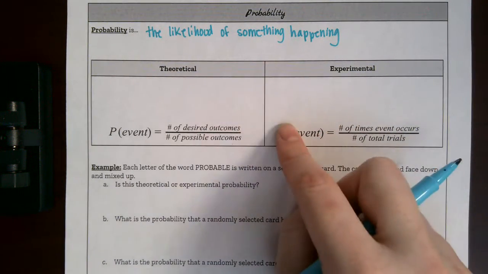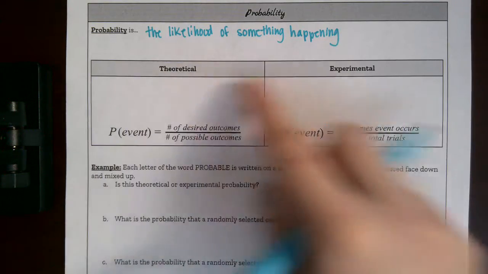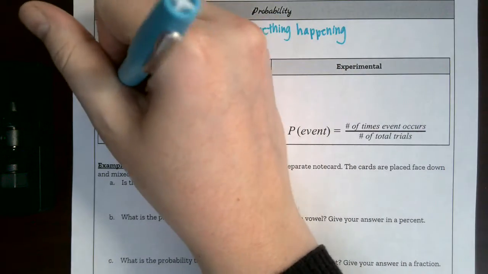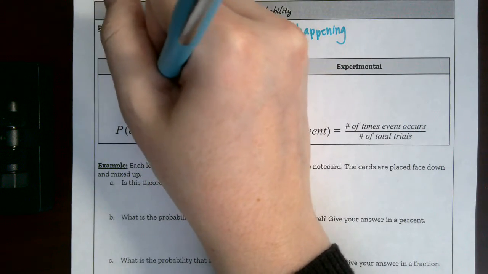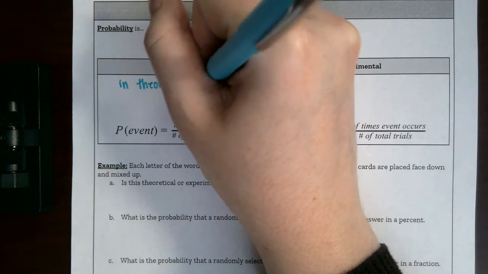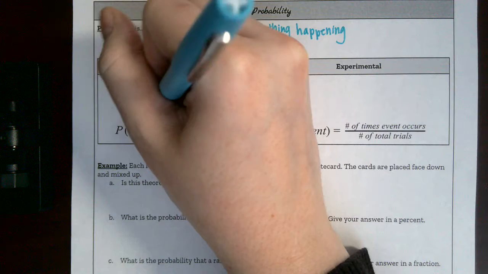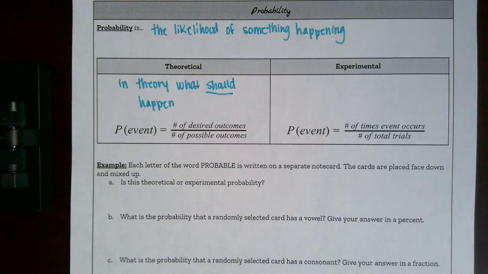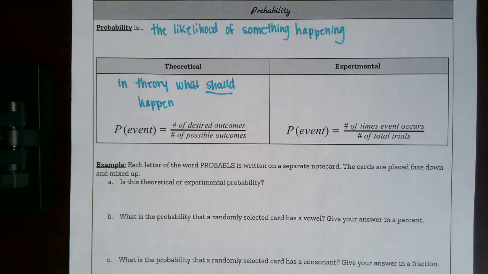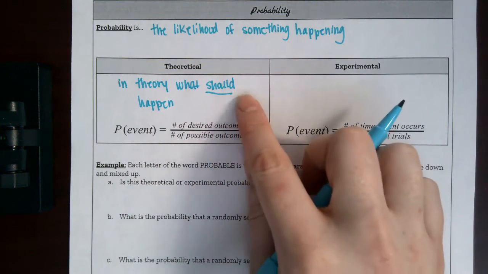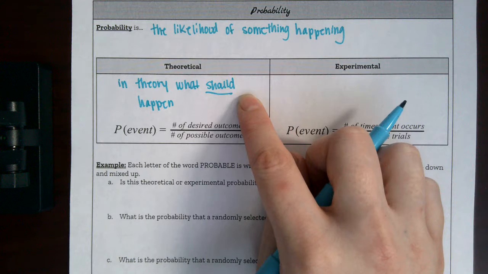So then there's two types we're going to focus on of basic probability. One is theoretical and one is experimental. So theoretical, like it sounds, is in theory what should happen. Like we talked about already this unit, we have these mathematical models that say what should happen in a perfect world. But that's not always how things actually happen. So theoretical is, in theory, what should happen based on mathematics alone.